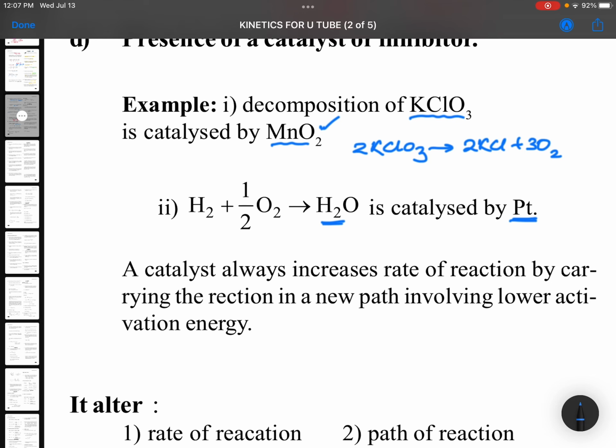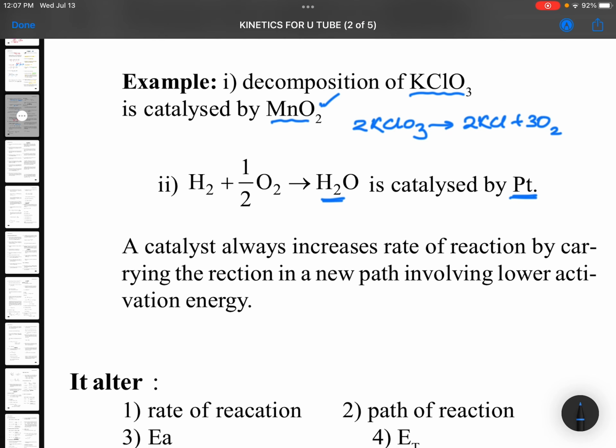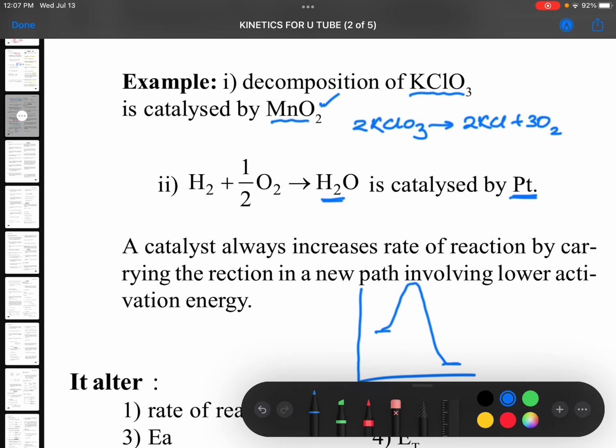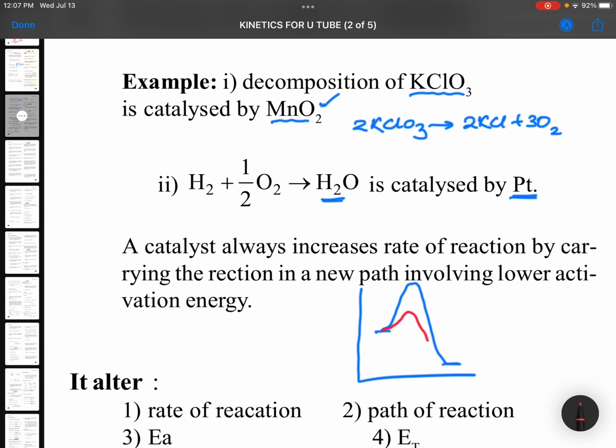A catalyst increases the rate of reaction by carrying the reaction along a new path. For example, a reaction is like this, and with the catalyst it is like this. In simple words: this is you, and you want to become a doctor or engineer, so you want to write the NEET exam or JEE exam, for example. You need to qualify this exam, to pass. So for this examination you need to prepare.